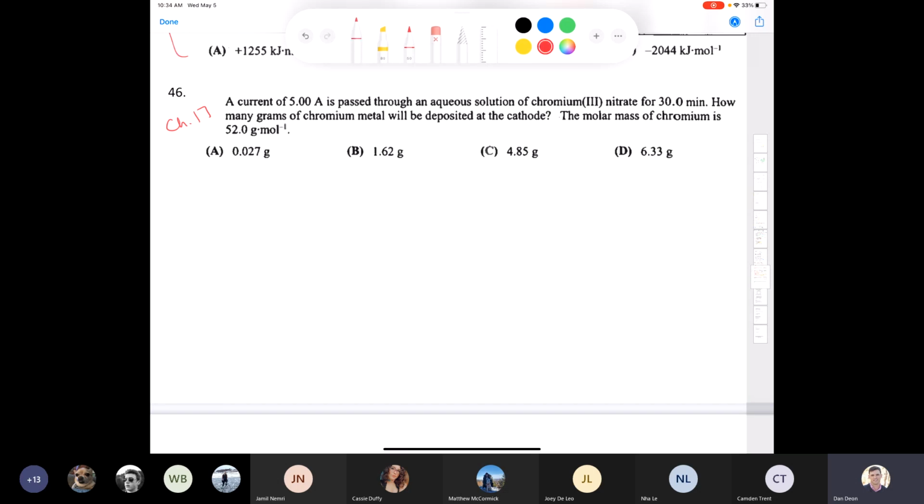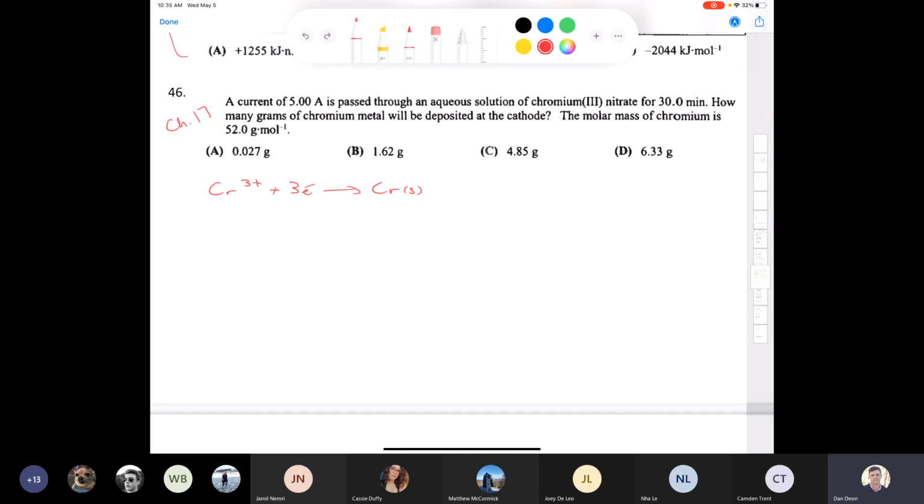It says you got a current of 5 amperes passed through an aqueous solution of chromium-3 nitrate for 30 minutes. How many grams of chromium metal will be deposited on the cathode? The molar mass of chromium is 52 grams per mole. You're taking chromium 3+, you're adding 3 electrons, and you're making solid chromium. That's the whole point here. So the current is causing the chromium-3 to be reduced, and you're making chromium metal. So that means you need 3 electrons to reduce 1 ion of chromium-3.